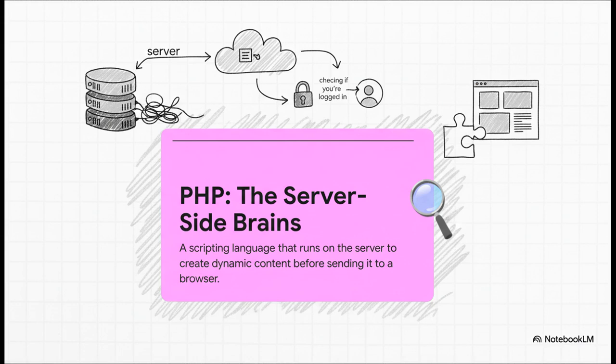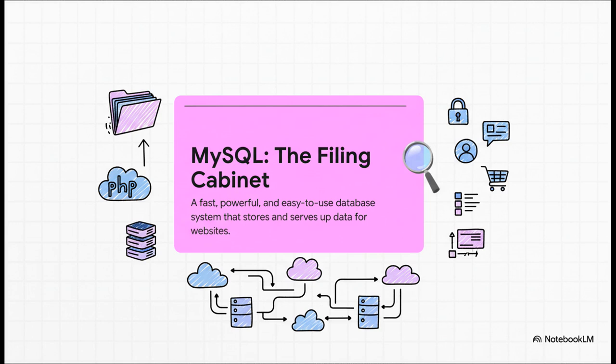First up is PHP. I like to think of this as the brains of the operation, working behind the scenes. It runs on the web server itself and does all the heavy lifting, like grabbing the latest news or checking if you're logged in, all to build a custom HTML page just for you before it even gets sent over. But where does PHP get all that information? Well, it pulls it from MySQL, which is basically the web's digital filing cabinet. MySQL is this incredibly fast and powerful database that stores everything, from usernames and passwords to all the products in a store.